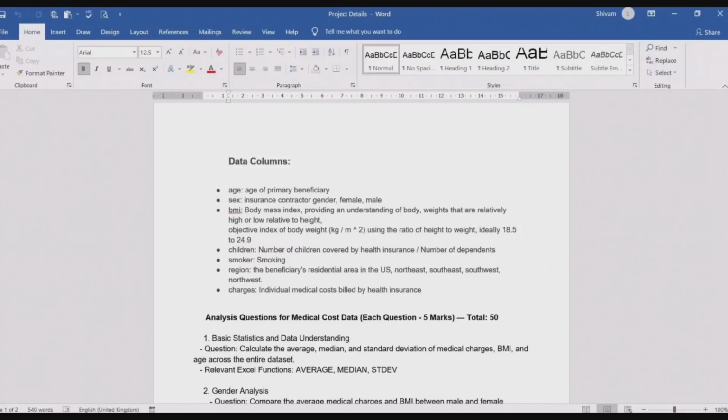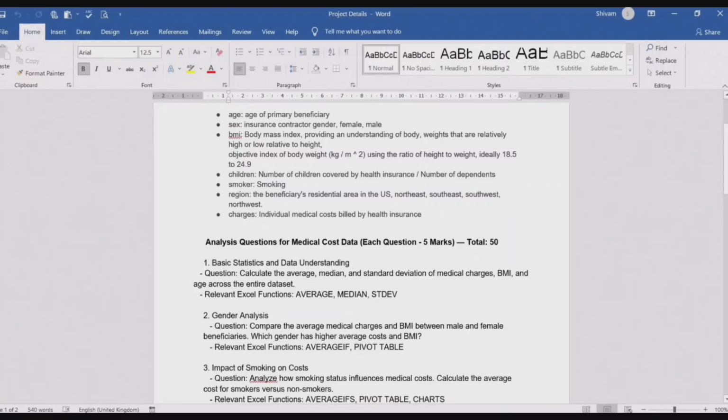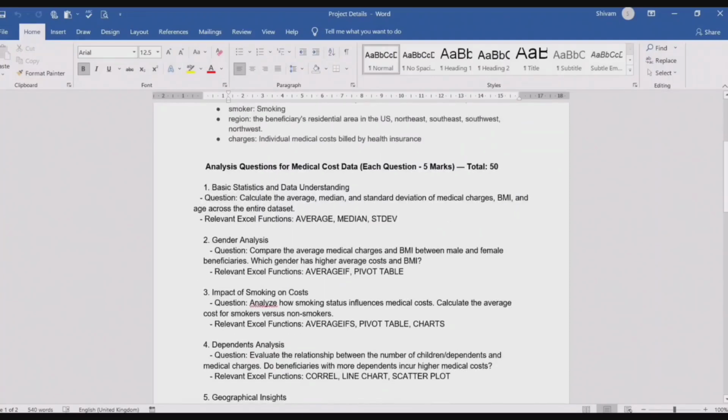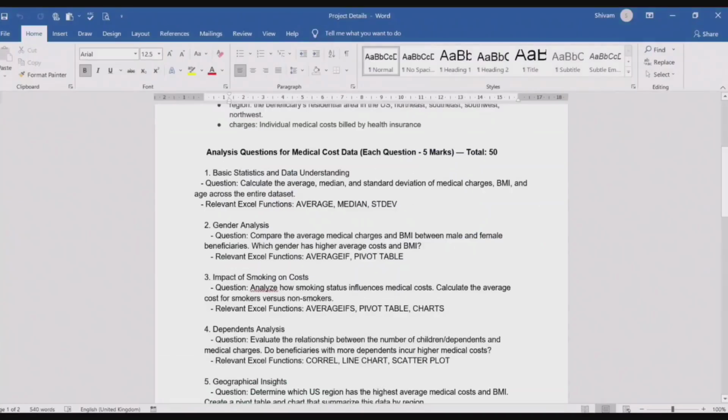Here is the detail of this project. We have columns name, age, gender, BMI, children, region, and the charges. This is our task 1: basic statistics and data understanding. We have to calculate the average, median, and standard deviation of medical charges, BMI, and age across the entire dataset. So here I have calculated the average medical charges, average BMI, and average age. So the first question has been completed.